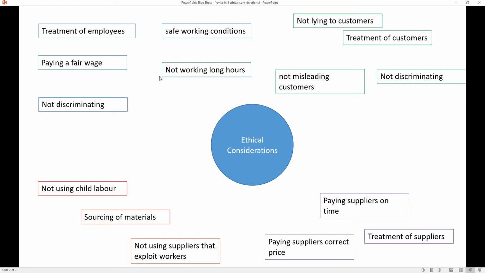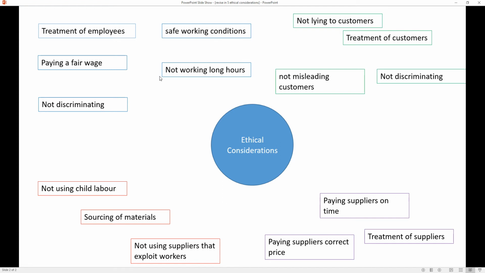So that's one of them, making sure they're safe, making sure they're not working long hours. Again, Apple have been found to be using factories that infringe on these rights, so their workers working like 16 hours a day and sleeping at the factory because they obviously need to make money.